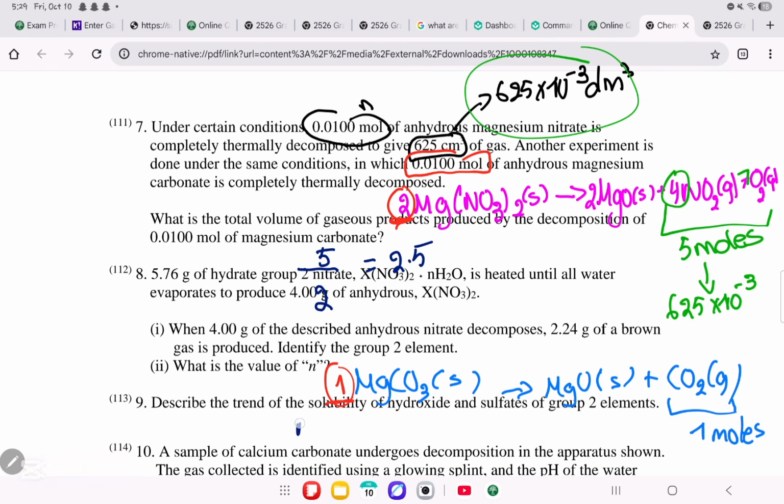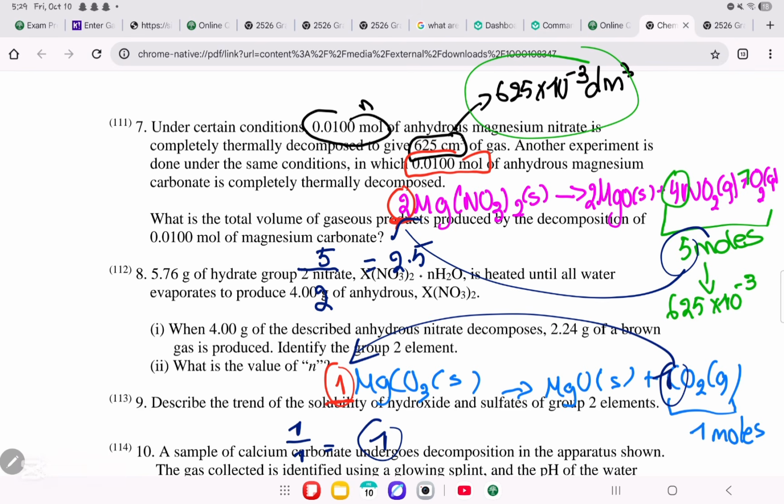and 1 divided by 1, which is 1. So you do this coefficient divided by this, and this divided by this. That means for nitrate over carbonate, it will be a ratio of 2.5 over 1.